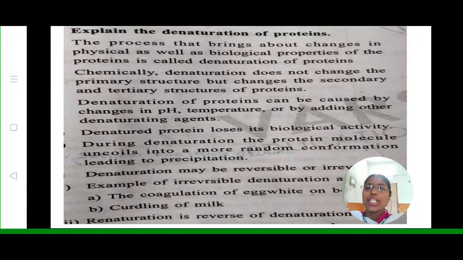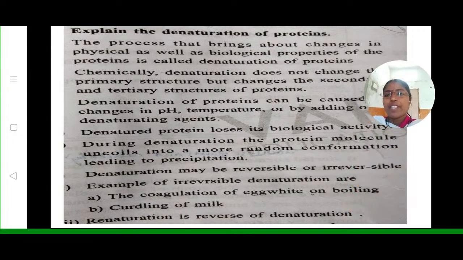Okay, next, during denaturation, the protein molecule uncoils into a more random conformation leading to precipitation. Denaturation may be reversible or irreversible. Examples: the coagulation of egg white on boiling, and the second one is curdling of milk. These are the two examples of irreversible denaturation.